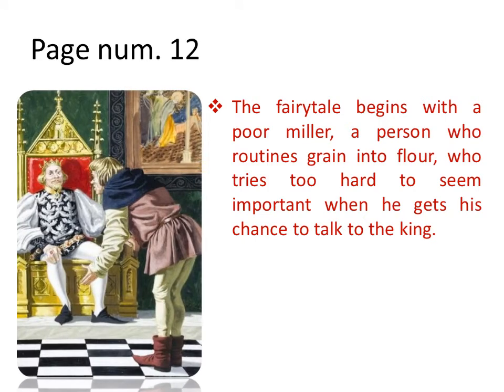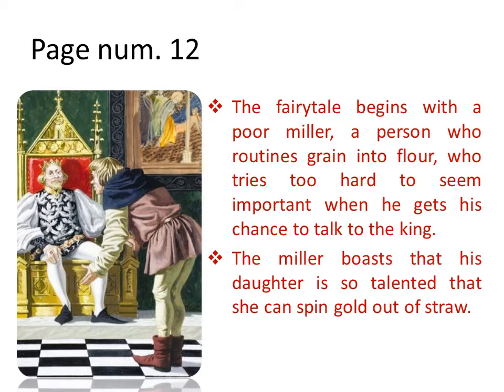So we'll see now they are talking about something. When you see this picture, you can see that these two are talking about something. So we'll see what they are talking about. The miller boasts that his daughter is so talented that she can spin gold out of straw. Now, what is he telling the king? When you look at page number 12, it says, once upon a time there was a poor miller who loved to boast about his beautiful daughter.